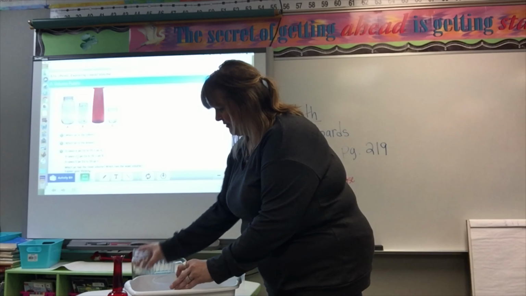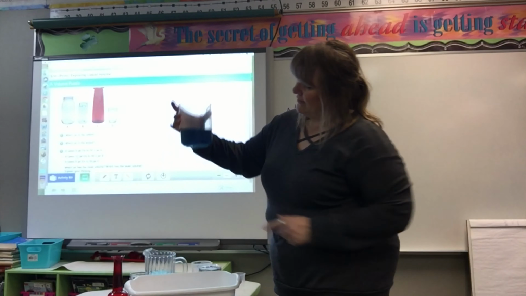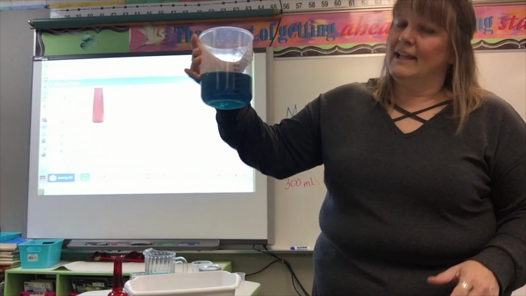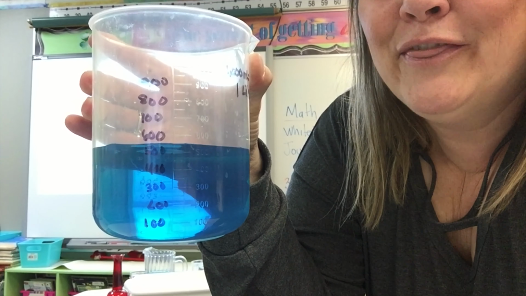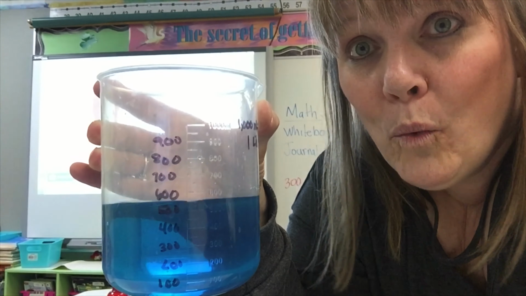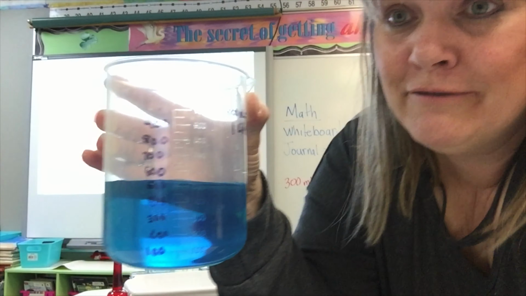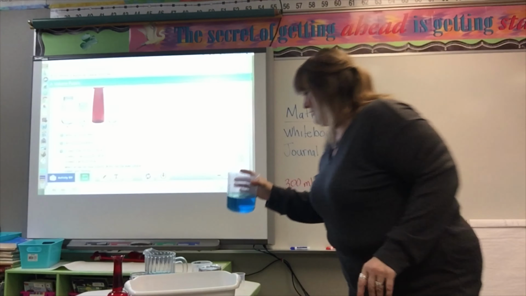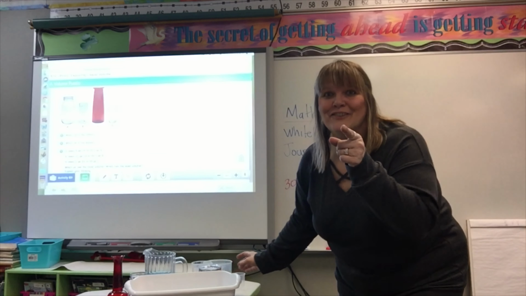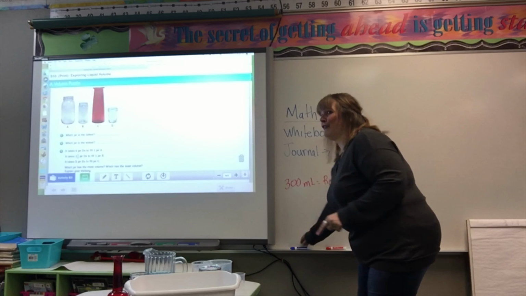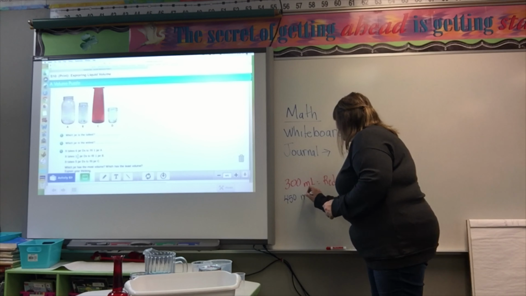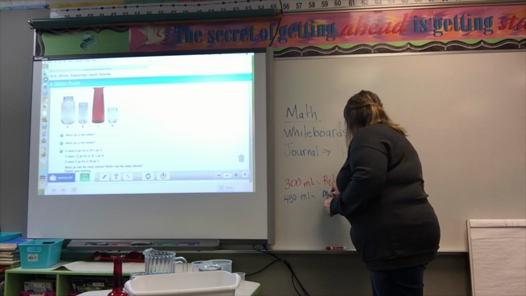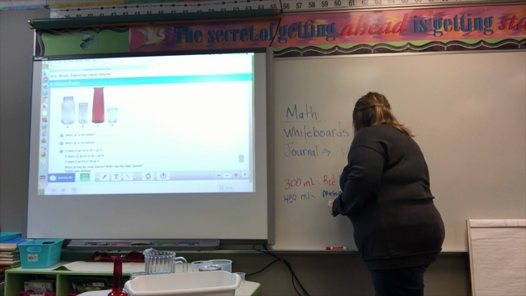Oh, I don't know, third graders. Let's take a look. It's between the 400 and the 500. What is between the 400 and the 500? Viviana? You got it right, yeah. 450. So 450 milliliters equaled the mason jar.